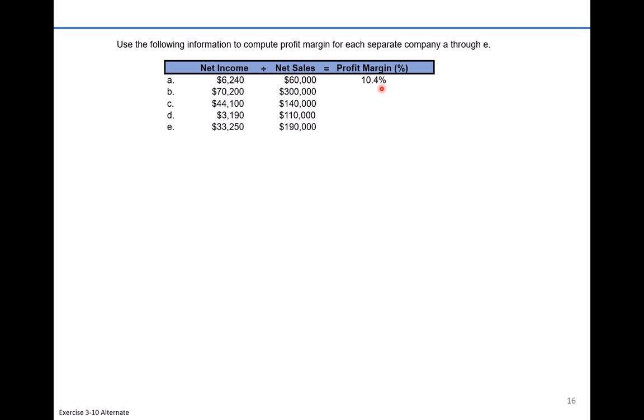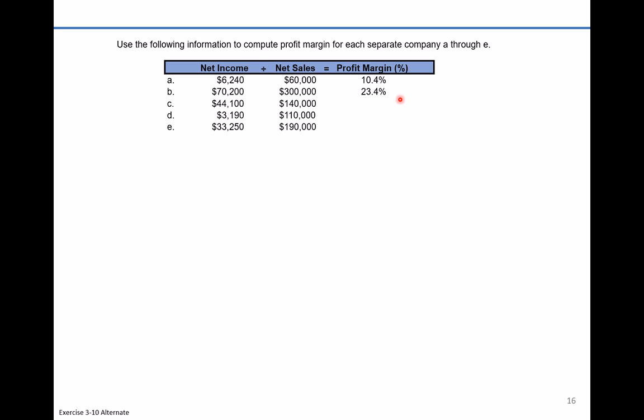For Company B, $70,200 divided by $300,000 is 23.4%. So here, for every $100 in sales, these guys had $23.40 in profit. They tended to be much more profitable and operating much more efficiently.